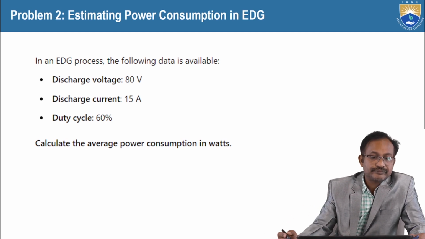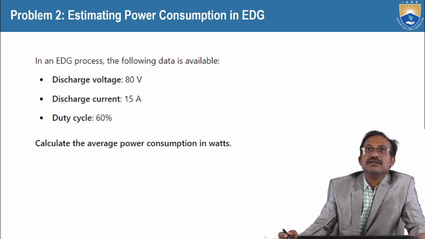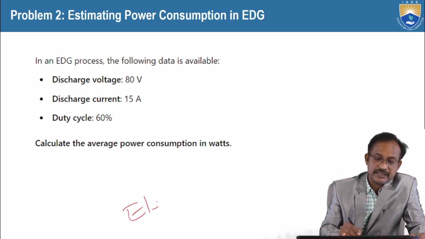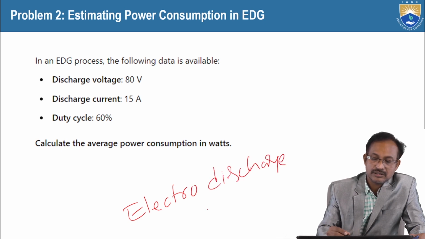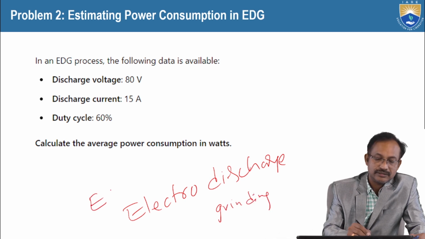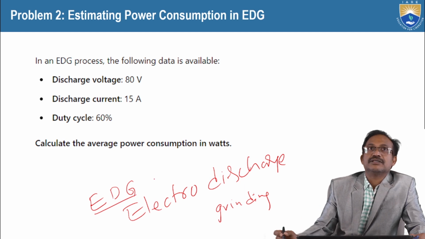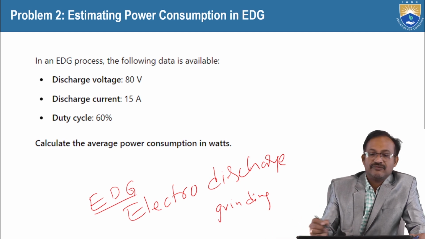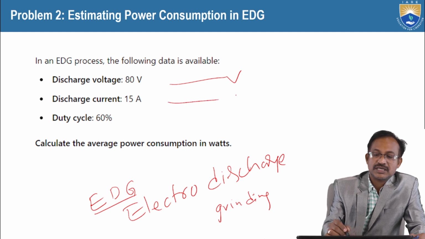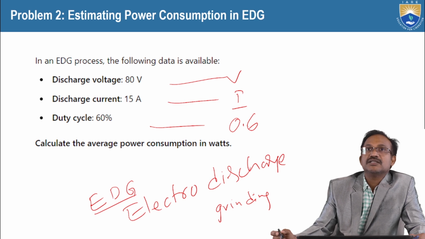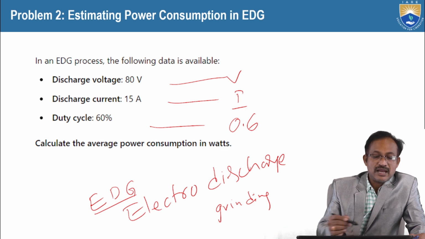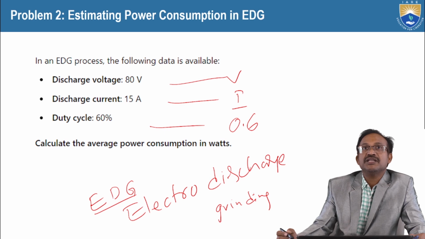Now problem 2: estimating power consumption in EDG. What is EDG? Electro discharge grinding. The discharge voltage V is given, the discharge current I is given, and the duty cycle is 60%, that is 60 by 100, which is 0.6. Calculate the average power consumption in watts.